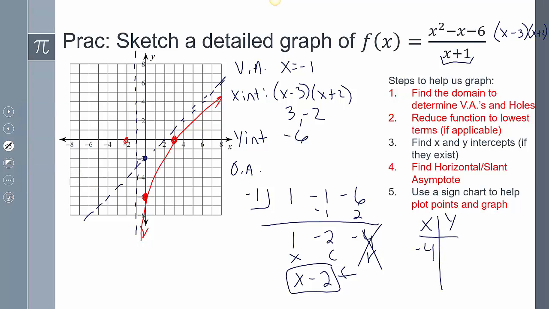So if I plug in -4 into my function, I'm going to get, let's see, that'll be -3 in the denominator, so -7 times -2, so that's going to give me 14 all over -3, so that's going to be -14 thirds, which is approximately -4.66. So 1, 2, 3, 4.66, and so my graph is going to do something like that.